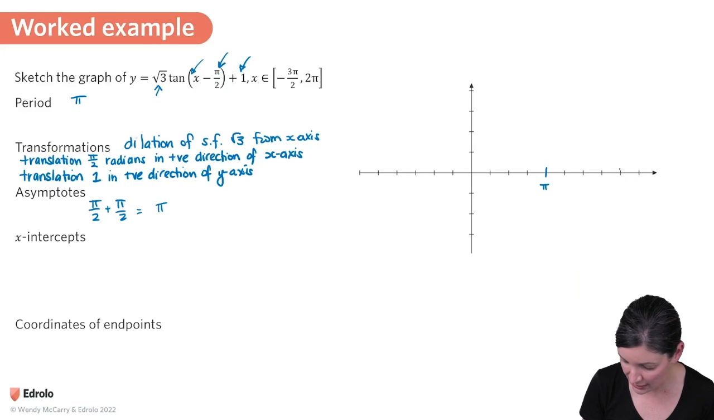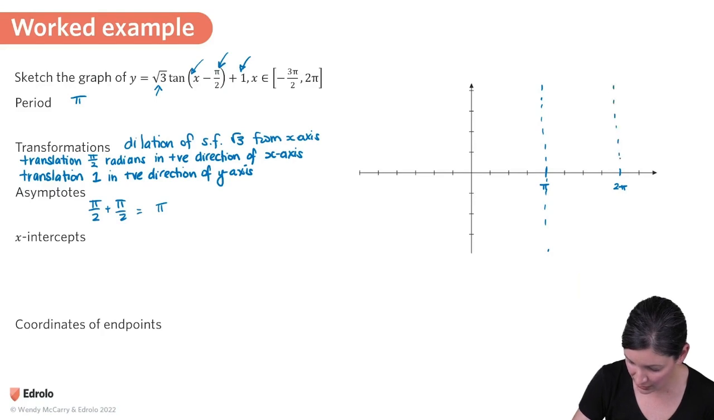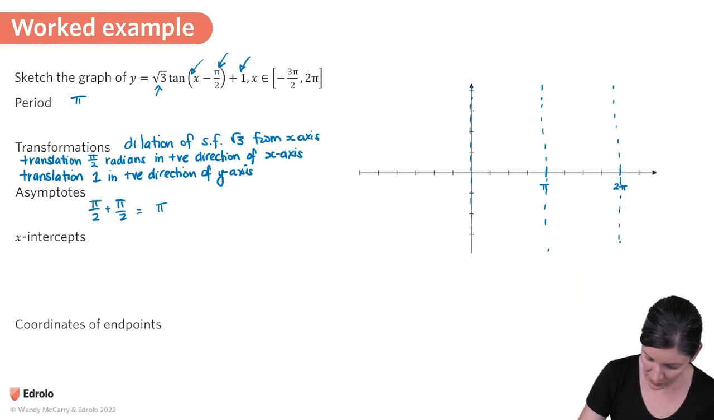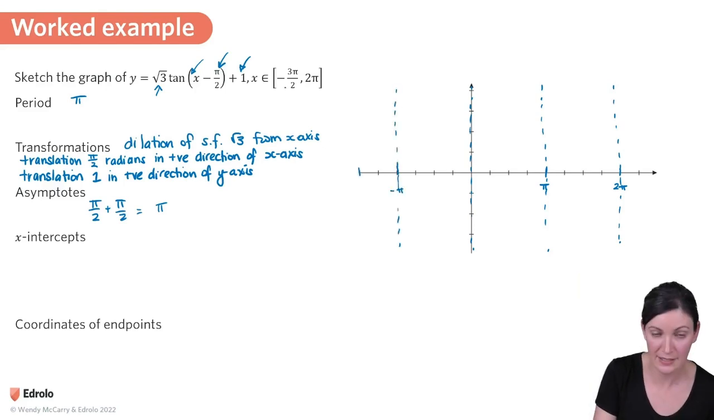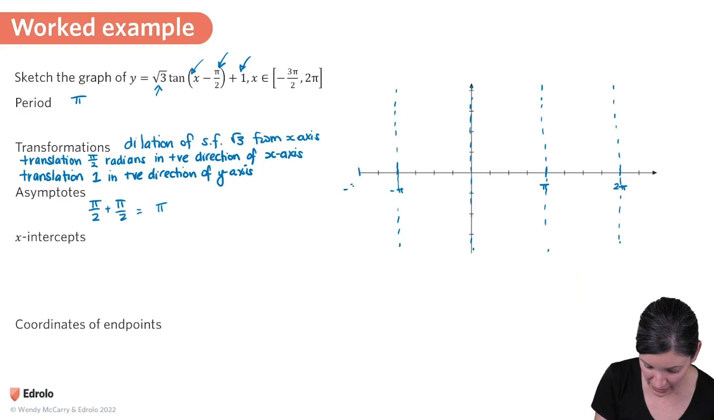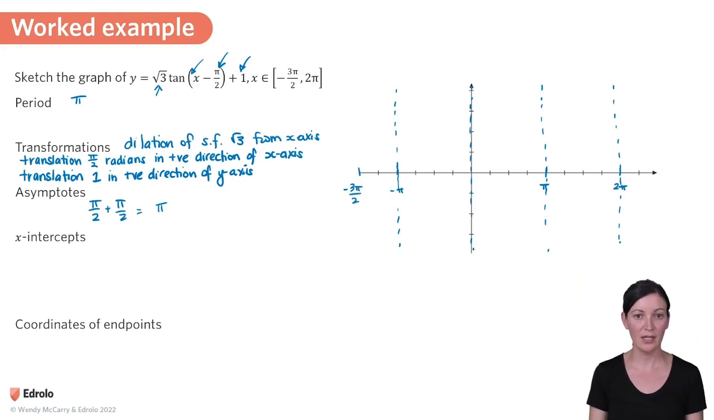Okay, so what I'll do is I'll start to label here. We can call this one pi and this one 2 pi. So here's my first asymptote at pi. Here's another one at 2 pi. We've got this one at 0 then, and then I would go negative pi. And then this last point here would be my negative 3 pi on 2. I'll just label that in because it's one of my endpoints. Okay, so we're starting to kind of get an idea here.